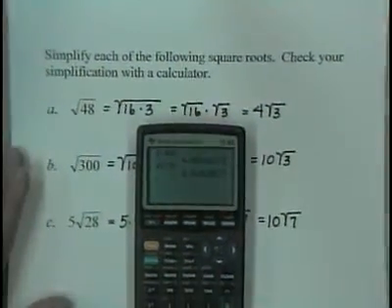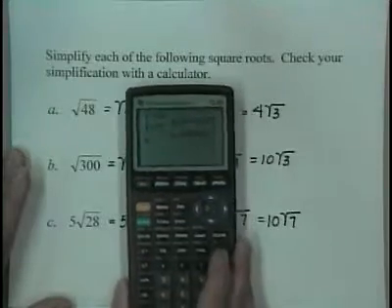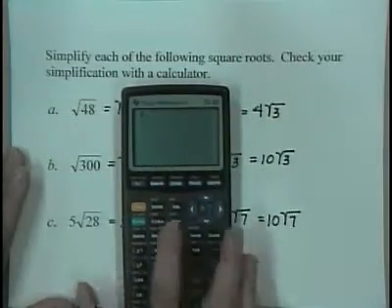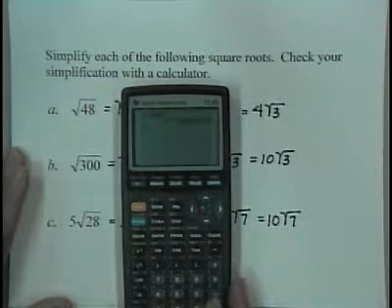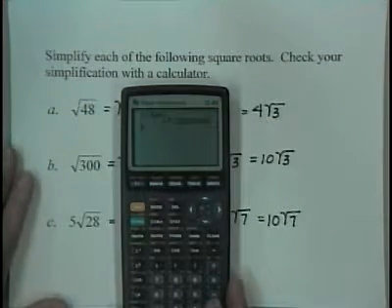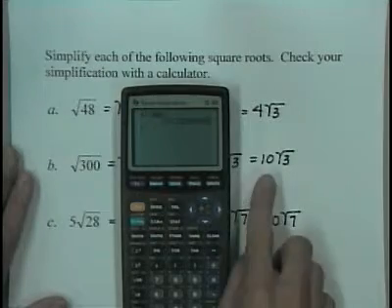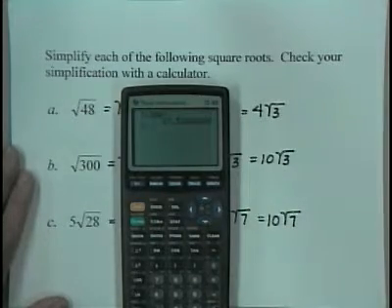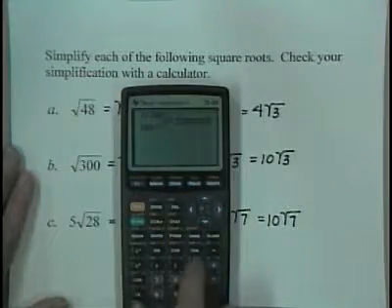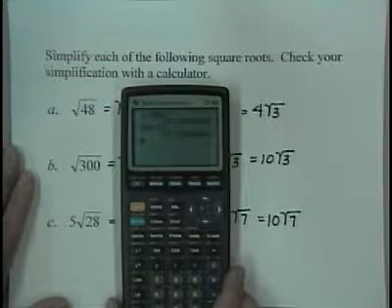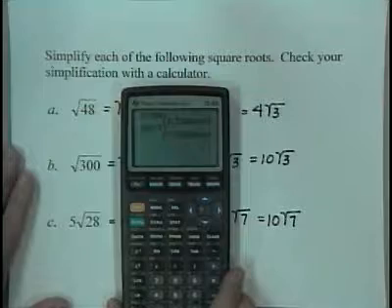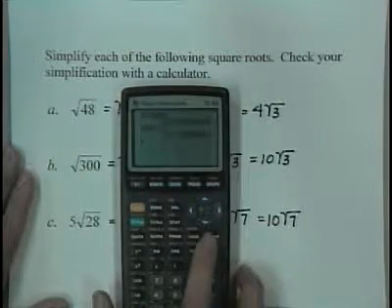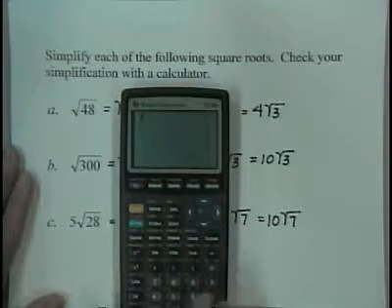Well, let's check the other two in a similar way, the other two examples that we worked. We will enter the square root of 300, get a decimal, 17.32 and so forth, and I'll now enter 10 square roots of 3 and get a decimal, and I see that it's exactly the same, 17.3205 and so forth.